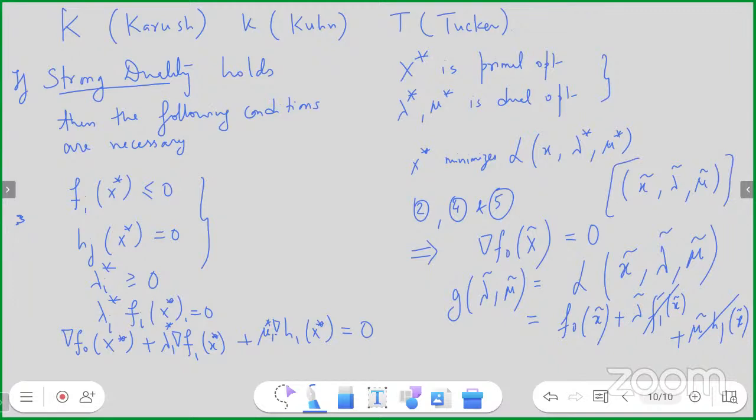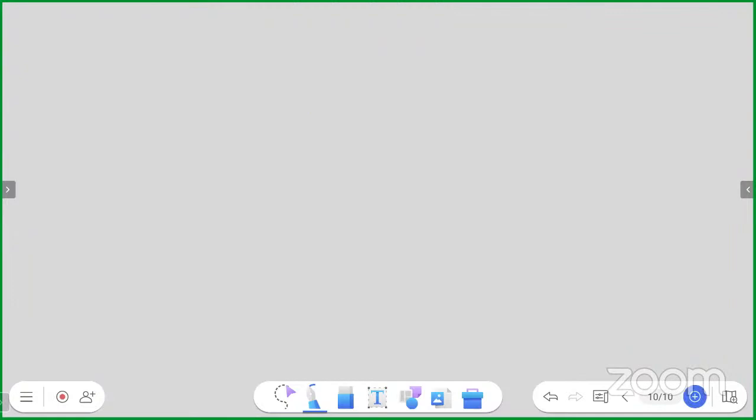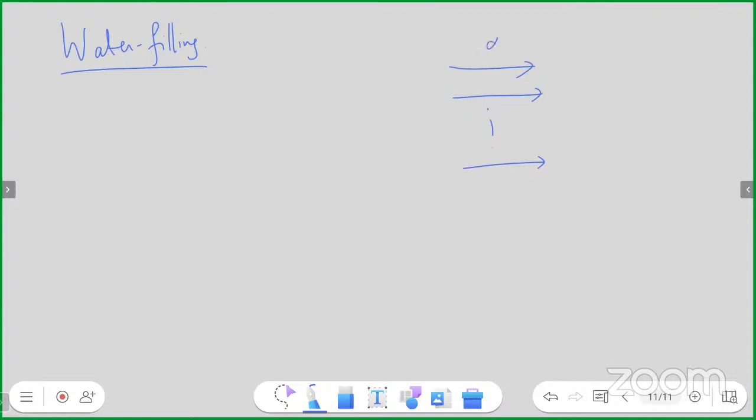Okay, so let's do one example of how this plays out for an interesting problem. This is my favorite. If you're a communications person, this comes up all the time. The answer will be what is called waterfilling. So I'll tell you the motivation. Suppose you have n parallel communication channels, telephone lines, and the gain on each line, what is the gain written? Alpha i. Okay, so alpha i is the gain on each of these lines.